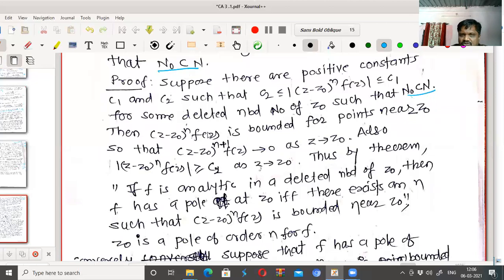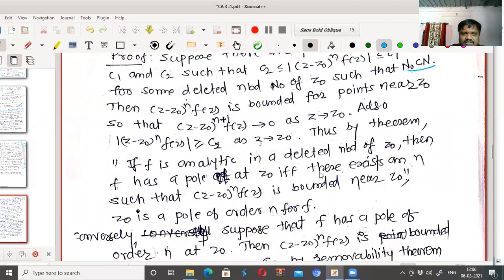If this is bounded, what does it mean? The limit of this function exists, and it is equal to k. And if I multiply this again by z minus z0 and take its limit as z tends to z0, this is going to be 0. So the limit of (z minus z0) to the power n plus 1 times f of z is 0 as z tends to z0. That is, mod of (z minus z0) to the power n times f of z is greater than or equal to c2 as z tends to z0. If this were approaching 0, it should be greater than or equal to something, c2. So we have considered this is less than or equal to c2.